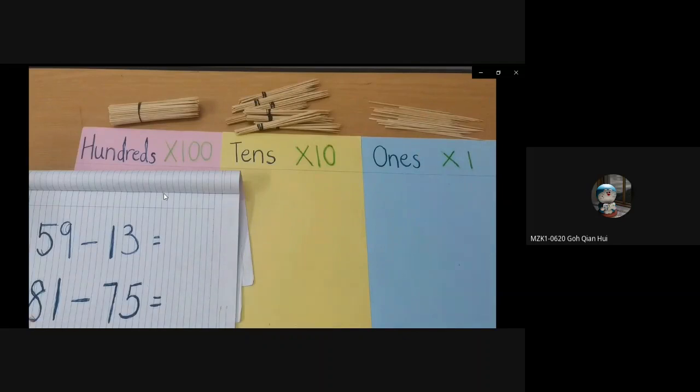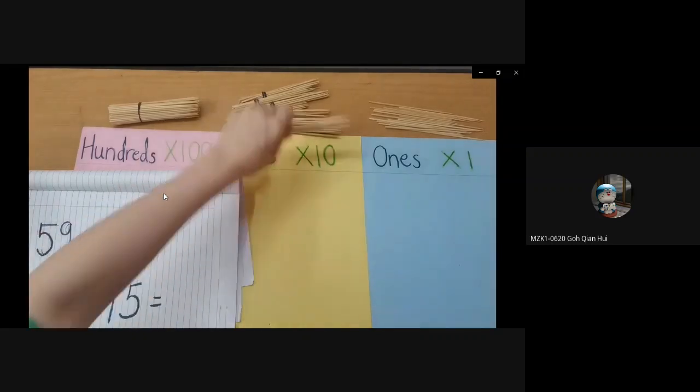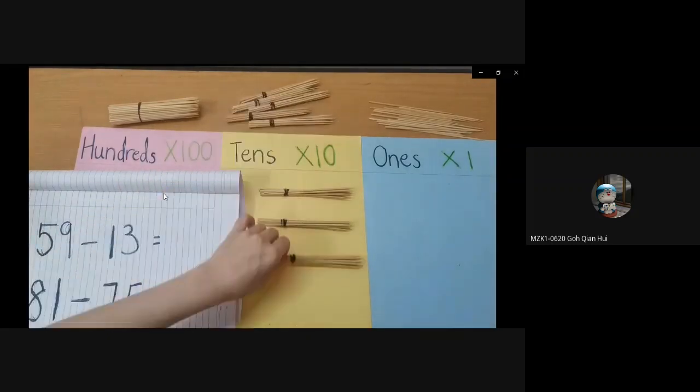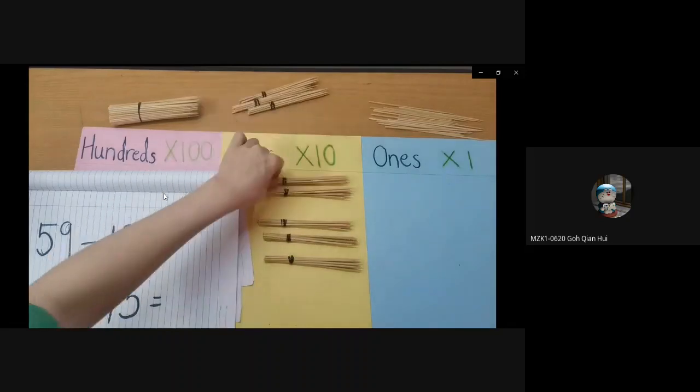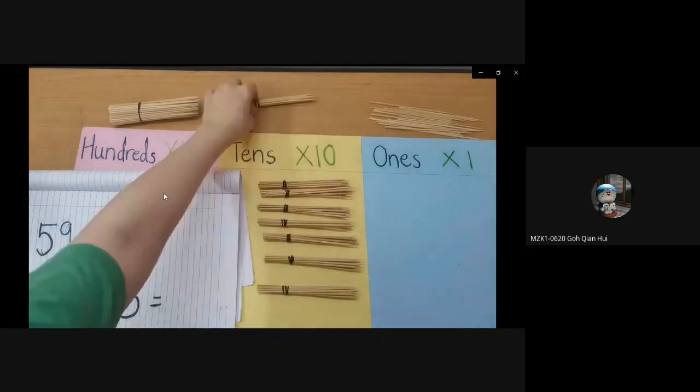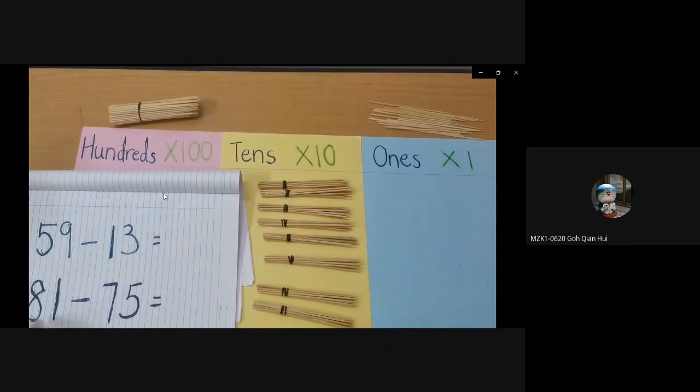The second question is 81 minus 75. And I will tell them the 8 here means 80. So they have to put 1, 2, 3, 4, 5, 6, 7, 8. And the 1 here means 1 wooden stick. So 1. Now we need to minus 75 from 81. So we need to take away 75 sticks.